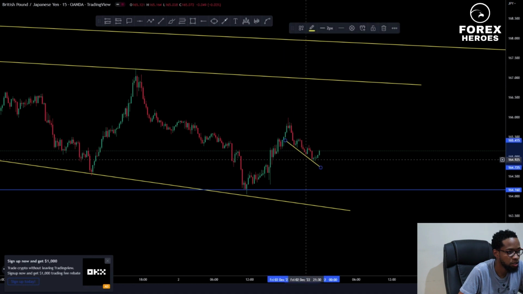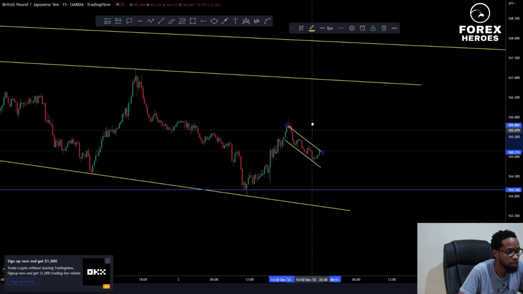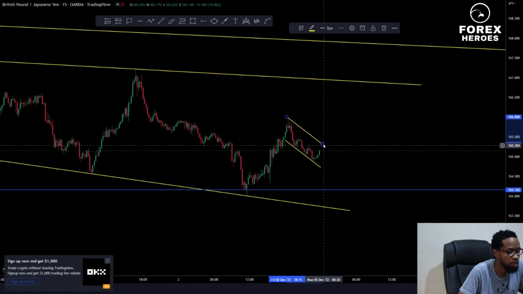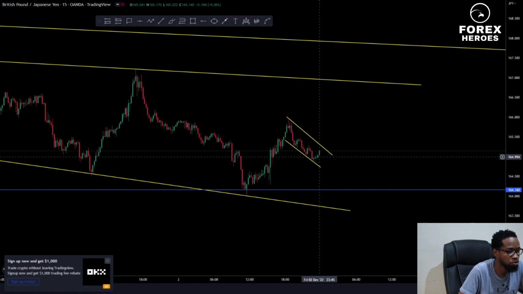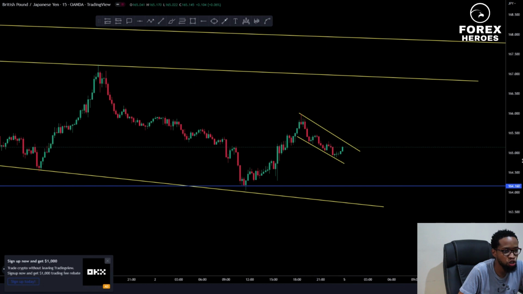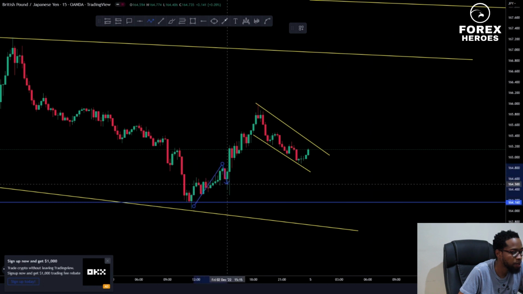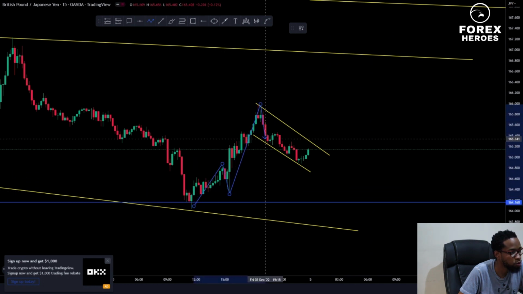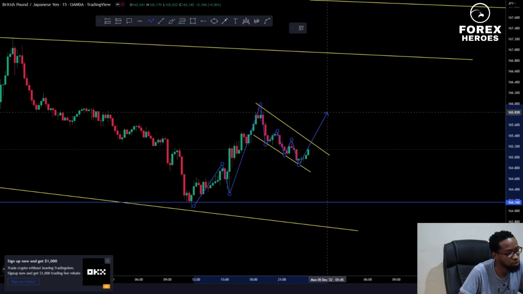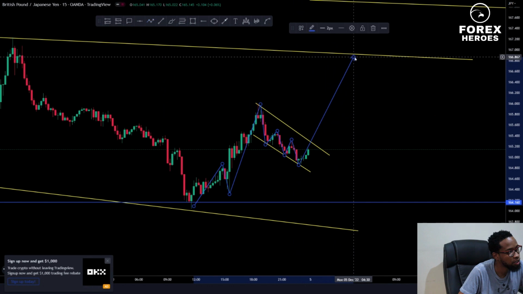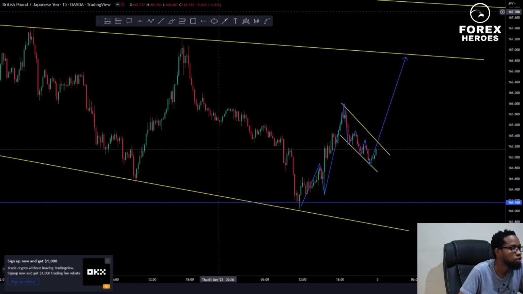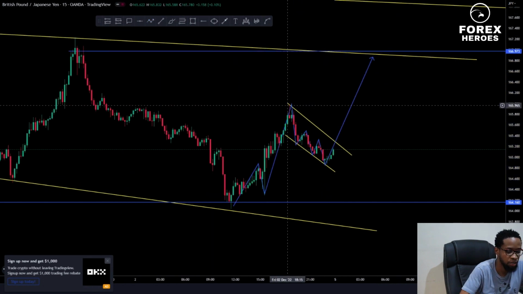I have this, and then you can rather take it here so that you don't squeeze everything. So the tricky part here is understanding this move: impulse, correction, impulse. So what is this? A correction. So I can at most expect a move to this upside. But remember, I'm on 15 minutes.